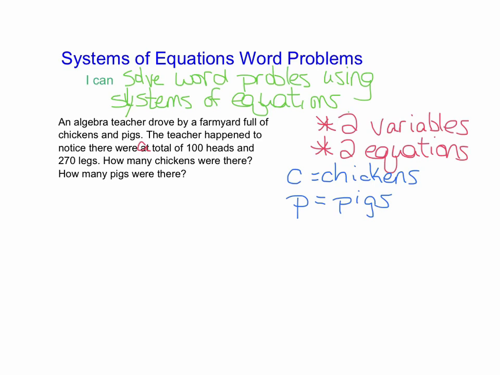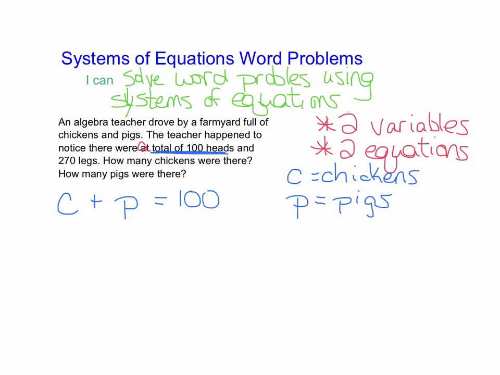Now, there are two pieces of information they give us that are very important. So there were a total of 100 heads. Now, how do you figure out how many heads were in that farmyard? Well, there were chicken heads. I'm having trouble saying heads and legs together. There were pig heads, right? And when I put the chickens and pigs together, there are 100 of them. So basically that 100 heads means there's 100 animals out there. Some of them are chickens, some of them are pigs.